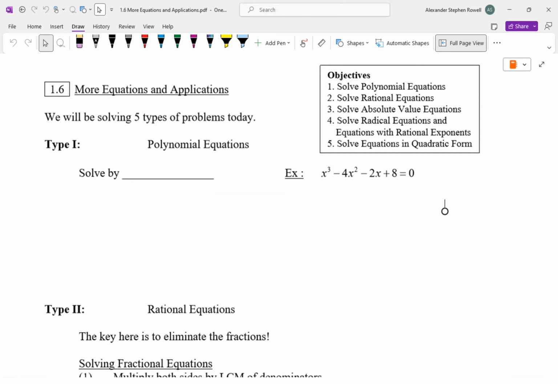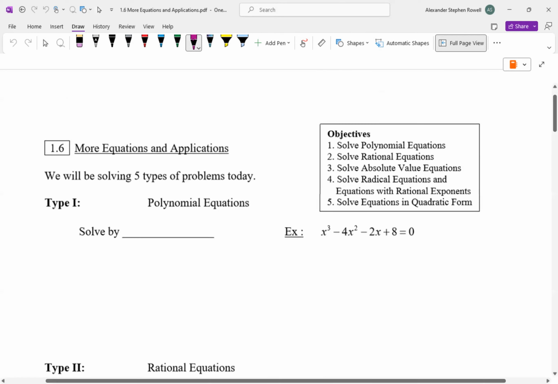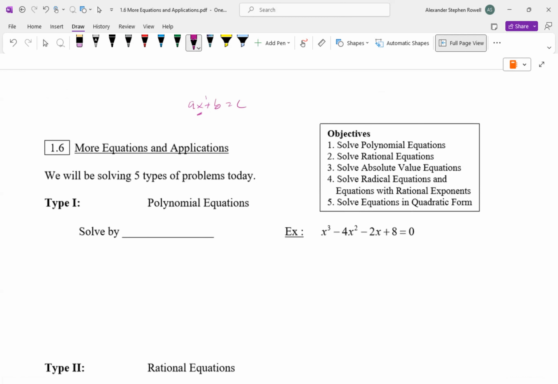Remind me, how can we recognize a linear equation? The order of the variable is? Yeah, x to the first power. If you had something like ax plus b is equal to c, the exponent is 1, the linear equation, probably the easiest that we'll have to solve. How many solutions can we have to a linear equation? You can have 1, or infinite, all real numbers, or 0.